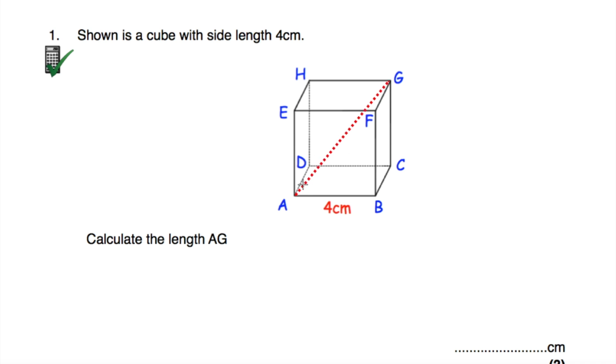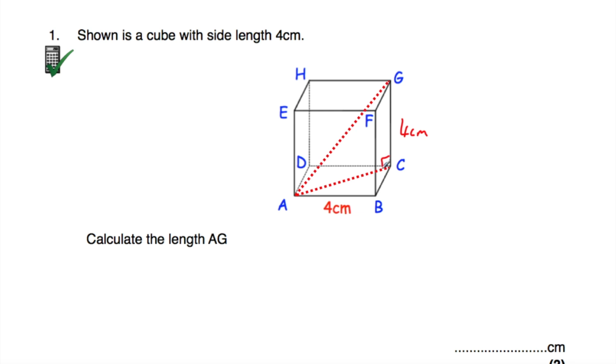We know that CG is 4 centimeters because it's a cube of side length 4 centimeters. All of those edges have a length of 4 centimeters. If we join up from A to C, that'll be another side of that triangle, and AG would be the hypotenuse. So I'll mark on AC as well, and we've got that right angle triangle, ACG.